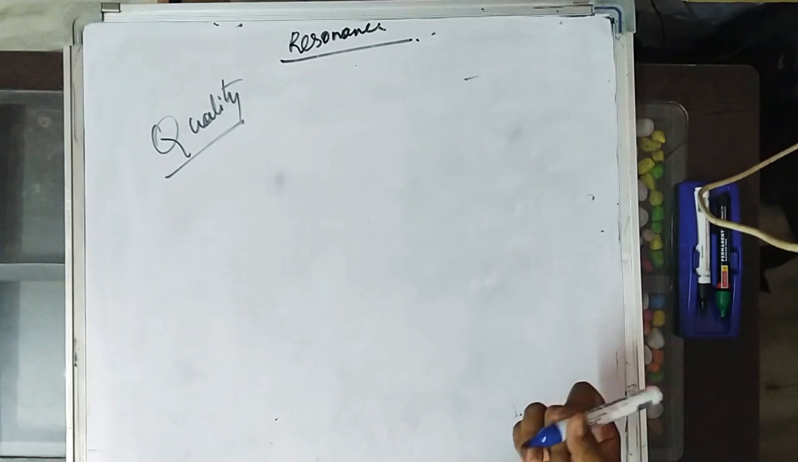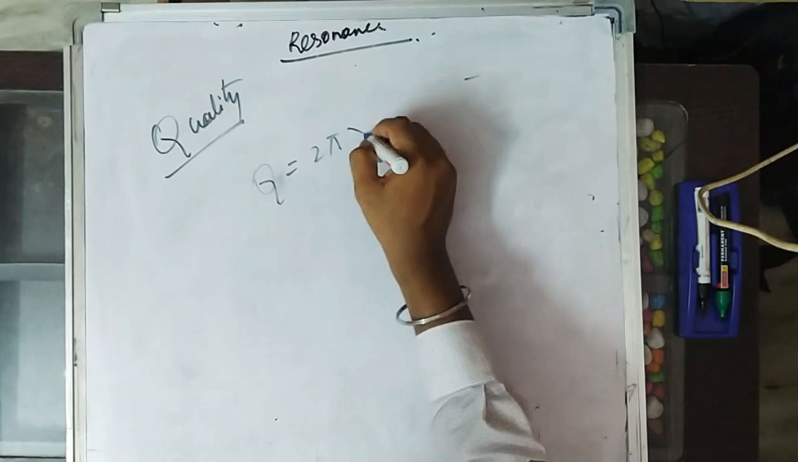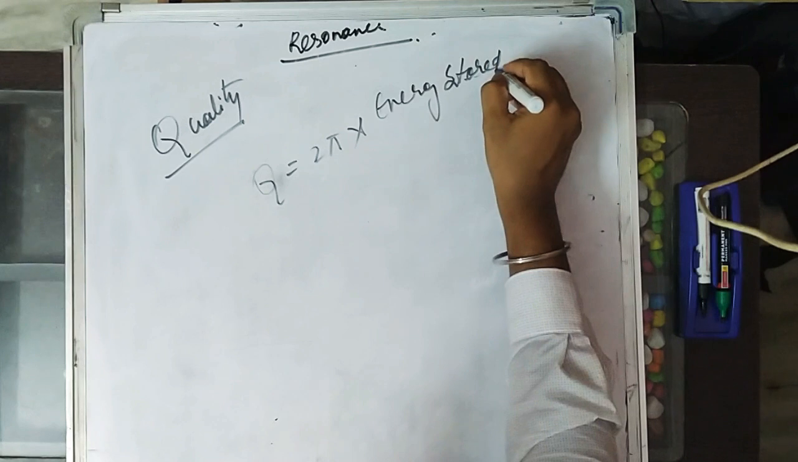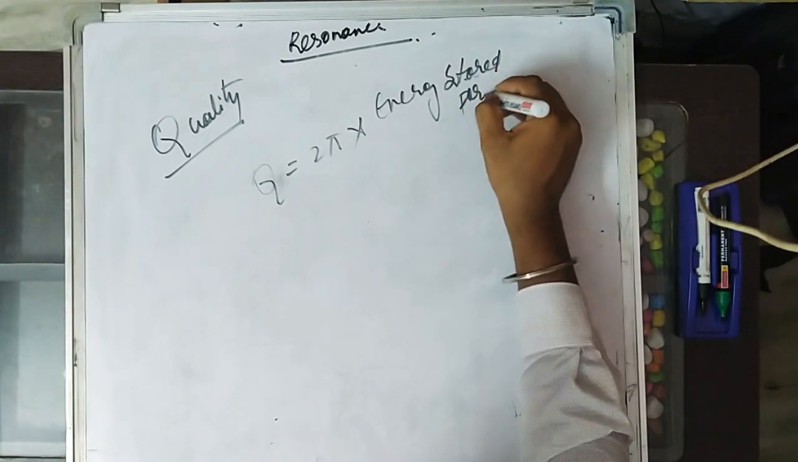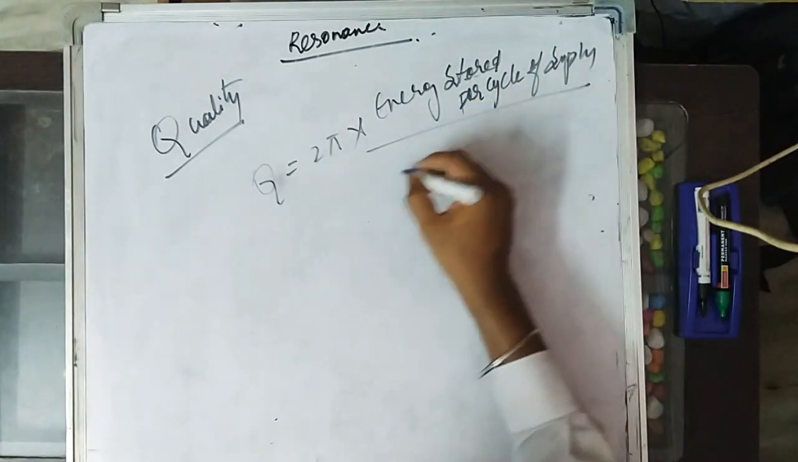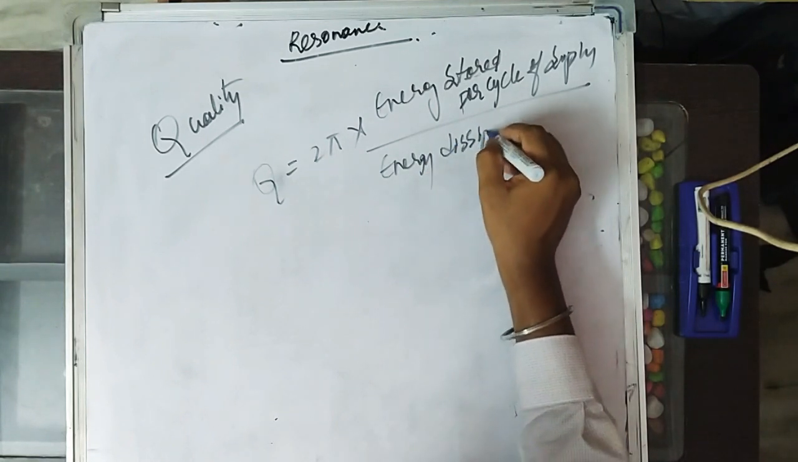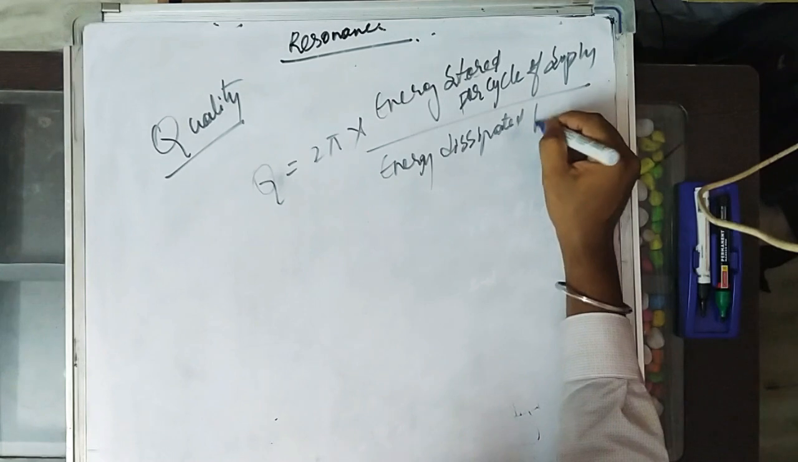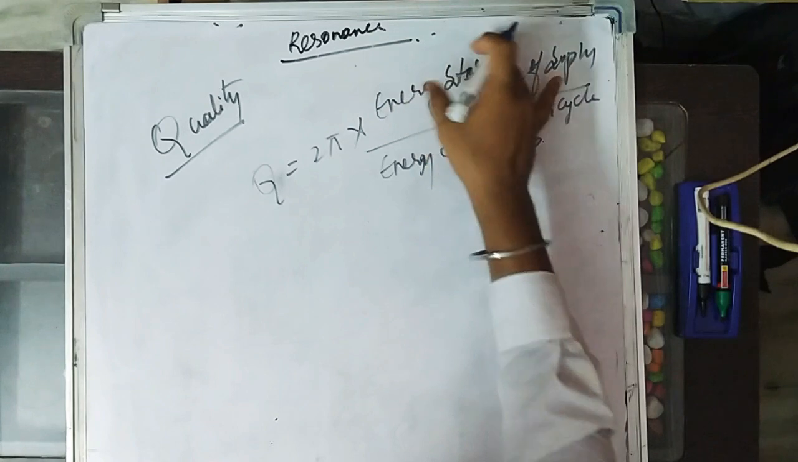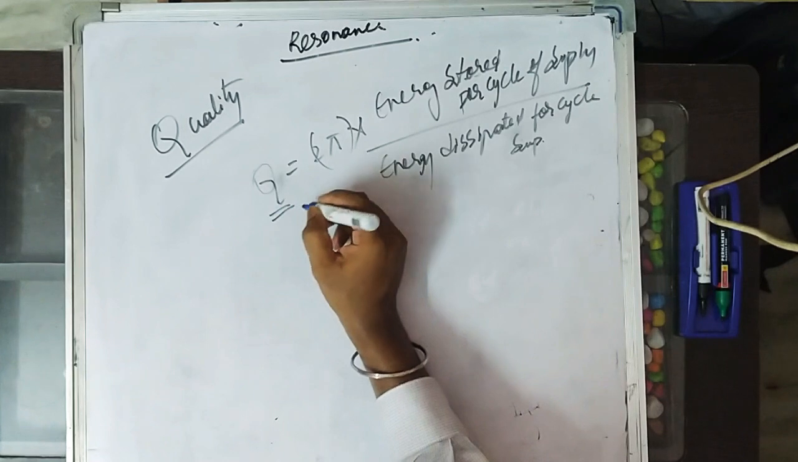different quality factors. In general, quality factor is defined as Q equal to 2 pi times the energy stored per cycle of supply by the energy dissipated per cycle of supply. So energy stored divided by energy dissipated, times 2 pi, gives the quality factor.